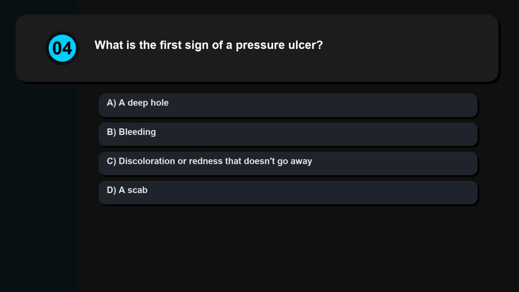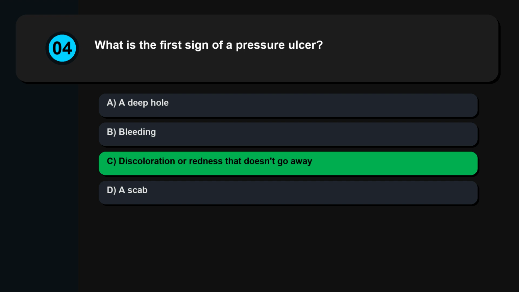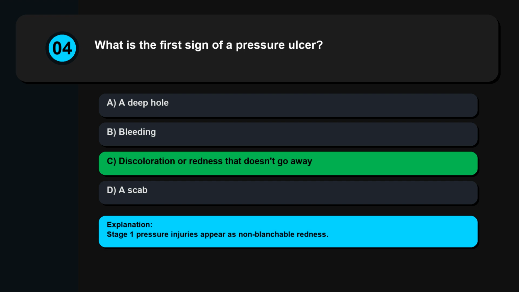Question 4. What is the first sign of a pressure ulcer? A deep hole, bleeding, discoloration or redness that doesn't go away. A scab. Stage 1 pressure injuries appear as non-blanchable redness.